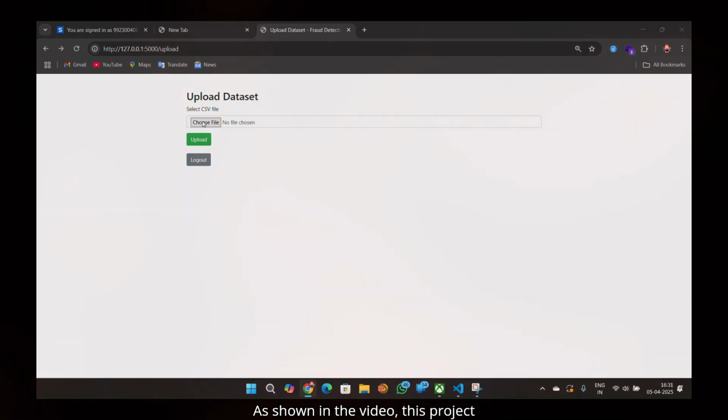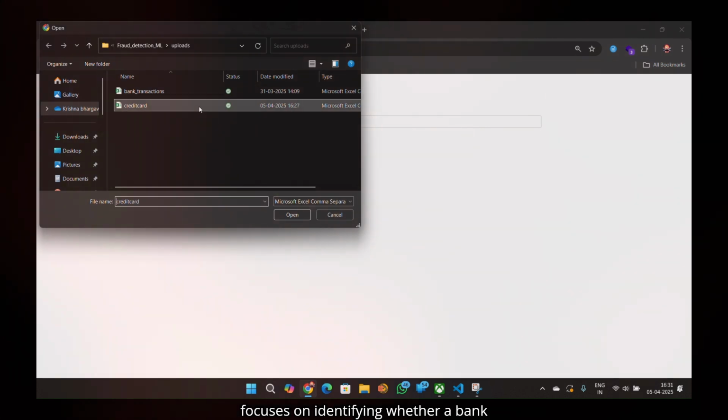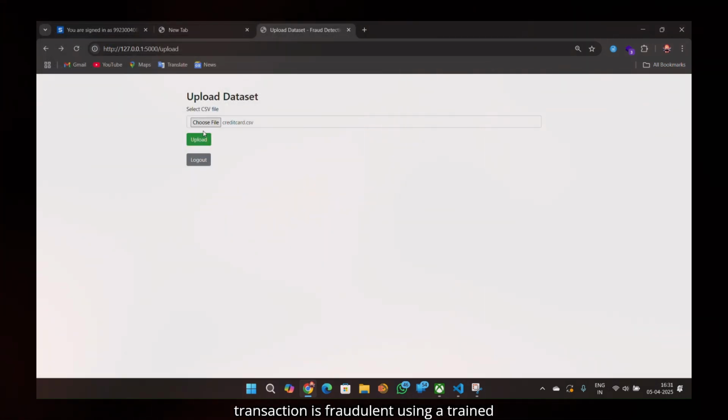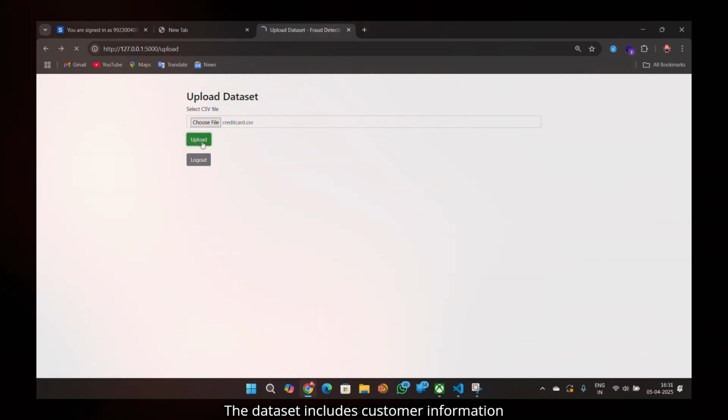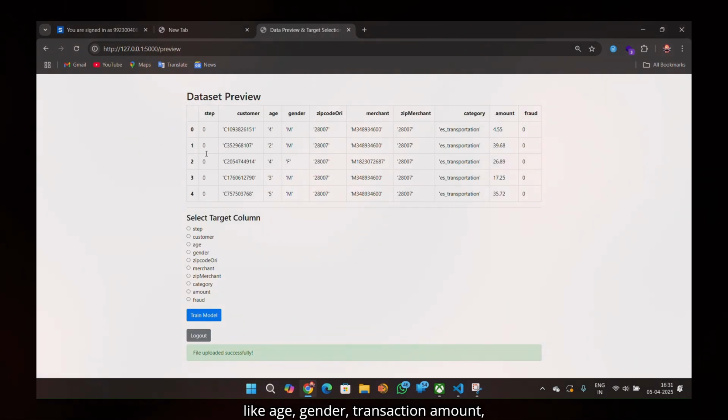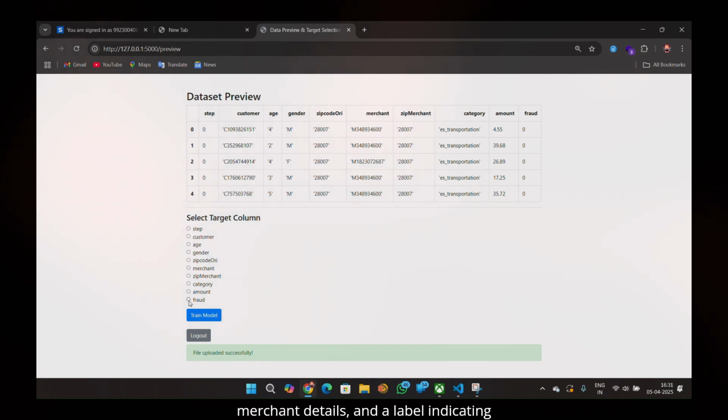As shown in the video, this project focuses on identifying whether a bank transaction is fraudulent using a trained machine learning model. The dataset includes customer information like age, gender, transaction amount, merchant details, and a label indicating fraud.